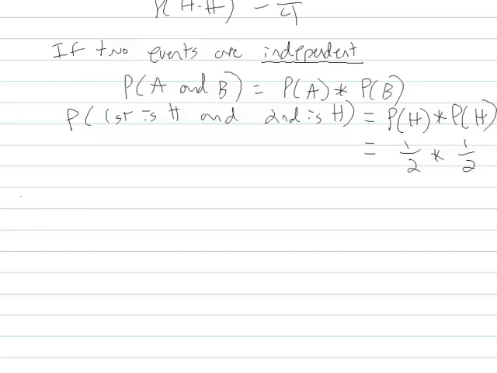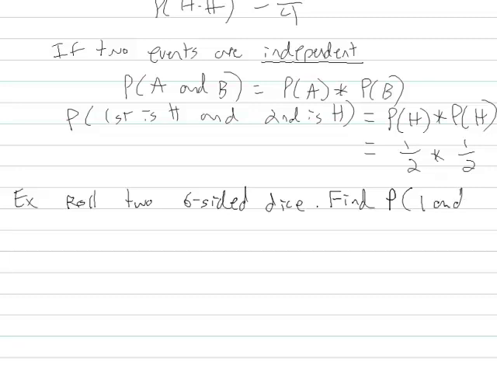Let's look at another example. And this one, we're going to roll 2 6-sided dice. Find the probability of getting 1 and 1, or snake eyes. Alright, well, we saw before in a previous section, in an example with rolling 2 dice, the probability space has 36 different events.